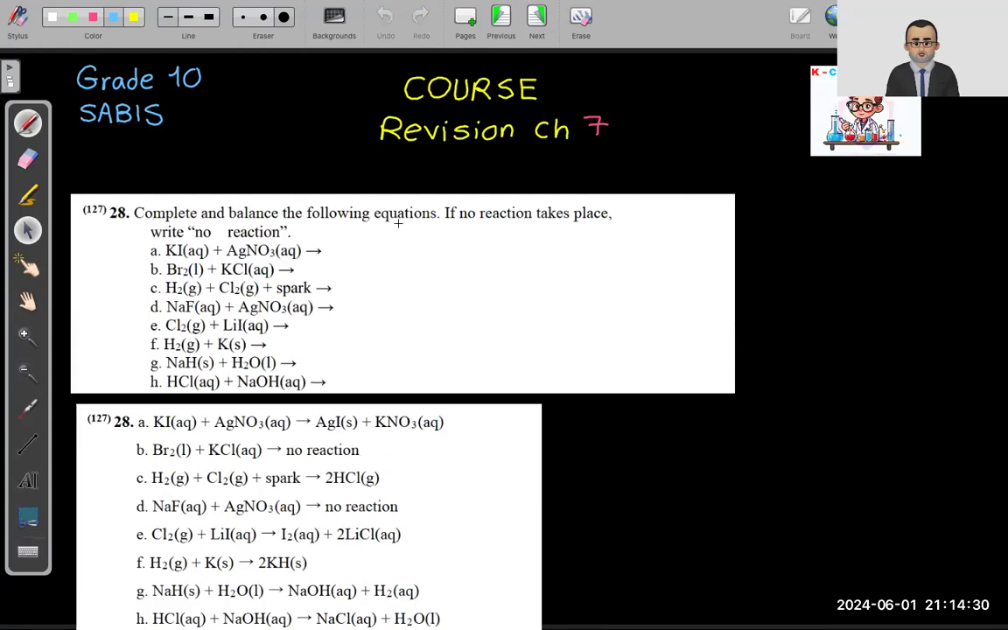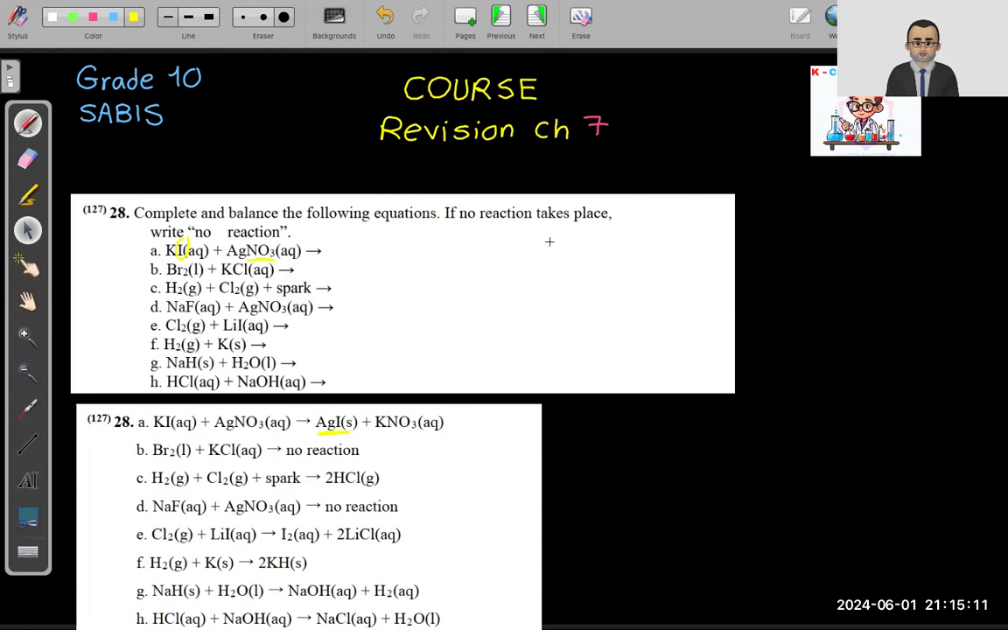Like complete and balance the following equations. If no reaction takes place, write no reaction. Can we do this, Mister? Yes, we can do most of them by the information that we know. So KI and AgNO3. Mister, this is the reaction that formed a yellow precipitate. Last time you told me that if you put iodide with silver nitrate, it forms white or yellow or creamy. Does it form white or yellow or creamy color? Yellow color. So the precipitate is called silver iodide.